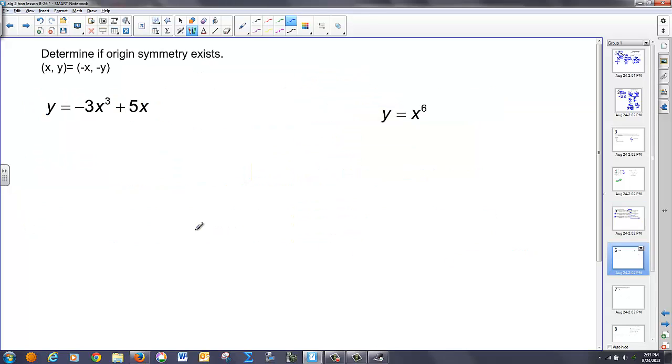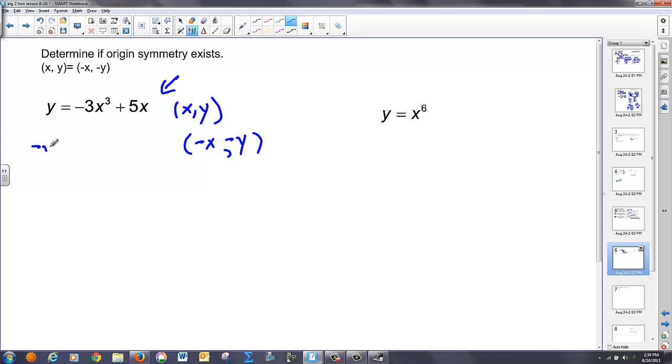So what we're going to do is see if this equation here carries origin symmetry with it. In other words, if the point xy and the point negative x, negative y yield the same equation, then that will be origin symmetric. The point xy is just this equation right here. Because substituting x in for x and y in for y, I get the same thing back. Now I'm going to substitute in negative x and negative y and see what I get.